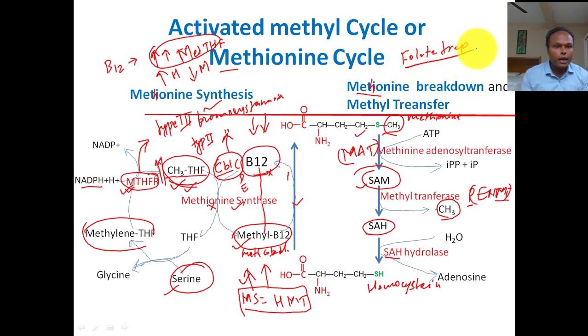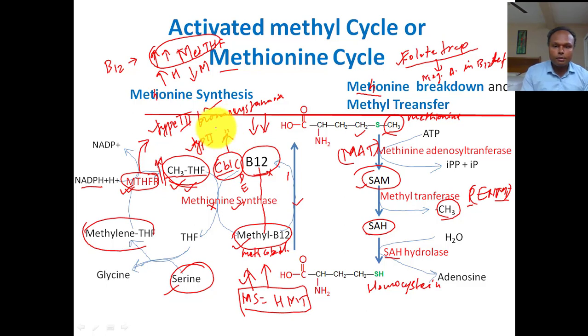Because this folate trap is responsible for megaloblastic anemia in vitamin B12 deficiency. Now I'll repeat: folate trap is responsible for megaloblastic anemia in B12 deficiency. So this is a very important one. So we have talked about folate trap, what folate trap is, and we have already talked about type 2 homocystinuria and type 3 homocystinuria.